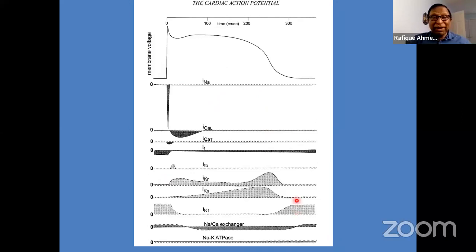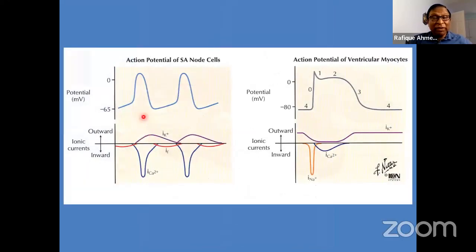This picture is a little complex, and it took me a long time to understand this. What they do is try to represent, if this is the line, this is inward current, this is outward current. And here, this is the sinus node action potential.